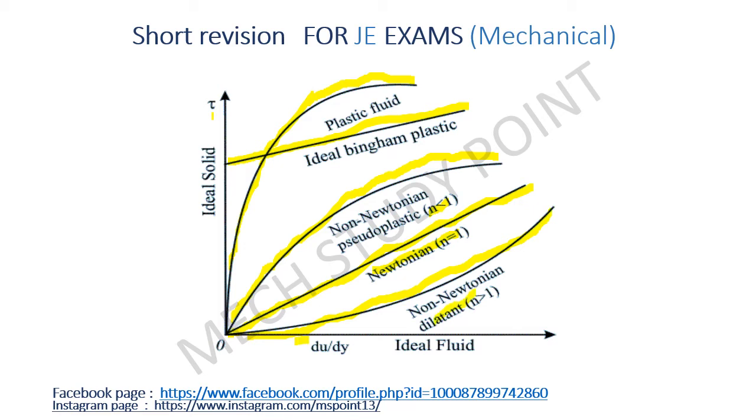This is the ideal fluid, which is inviscid. It means viscosity should be 0 and it is incompressible. And this is the ideal solid diagram, which is perpendicular to the axis. It is the diagram between shear force and velocity gradient.